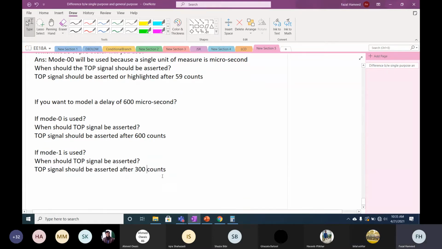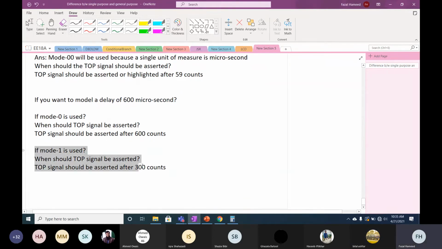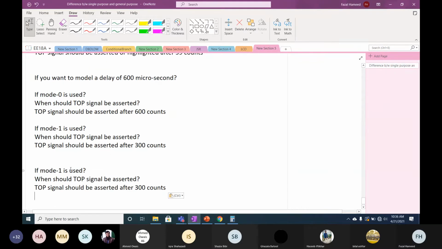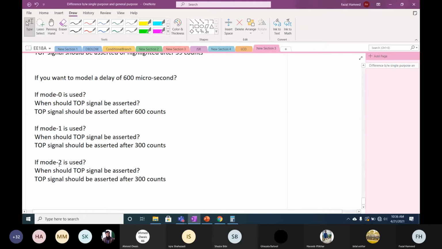It's very simple. And if mode 2 is used, after 150, am I right or not? Because now the unit is 150 multiplied by 4 units, which is equal to 600.